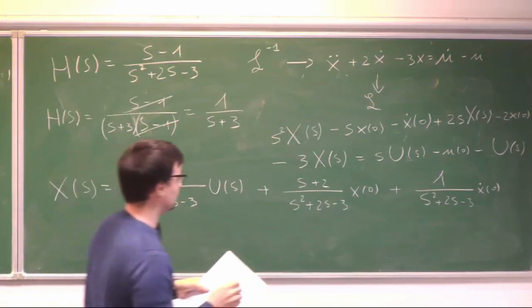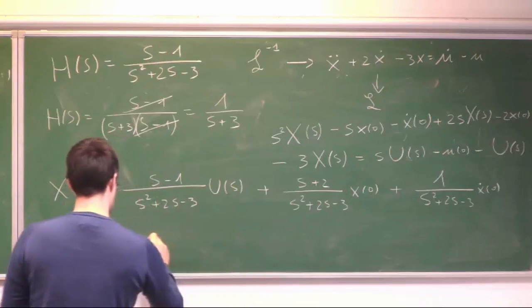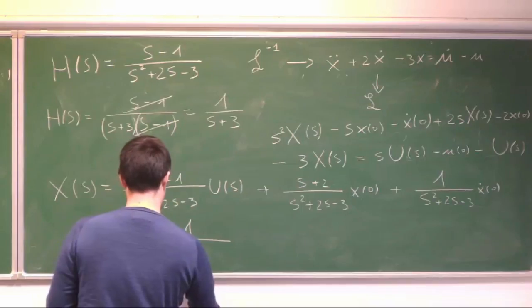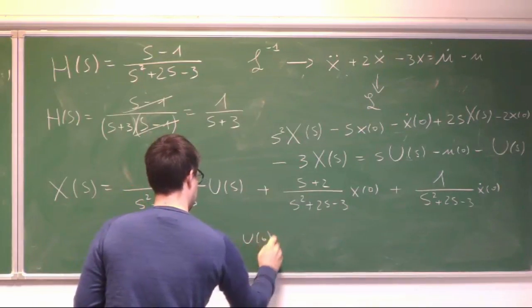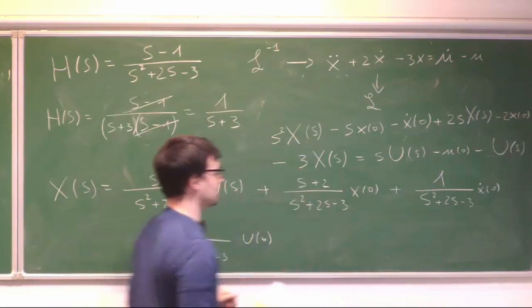Oh, actually, I forgot another term, sorry. So there is also minus 1 over s squared plus 2s minus 3 u of 0, okay? So sorry, I forgot this term. So we have these four terms, okay?